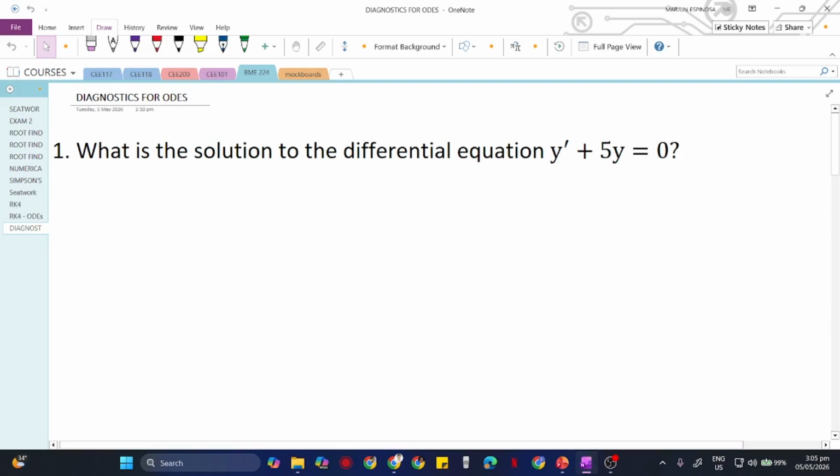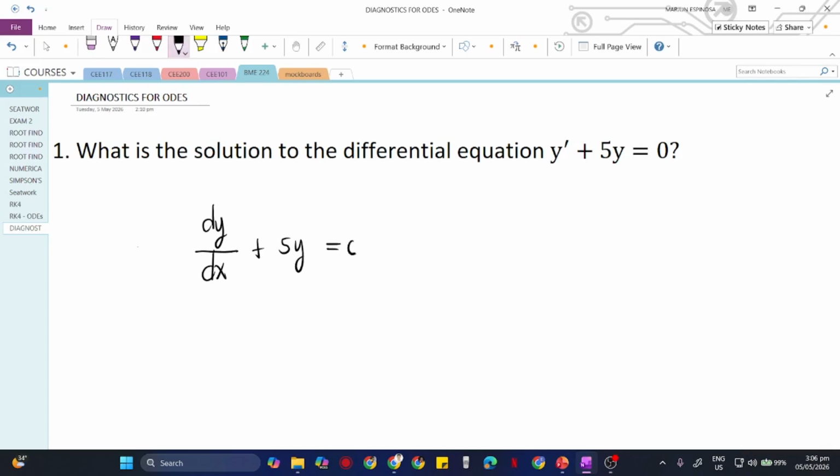Question: what is the solution to the differential equation y prime plus 5y equals 0? What method did you use here, class? Variable separable. What we normally do is convert this y prime into the form dy over dx. Then we have 5y equal to 0.